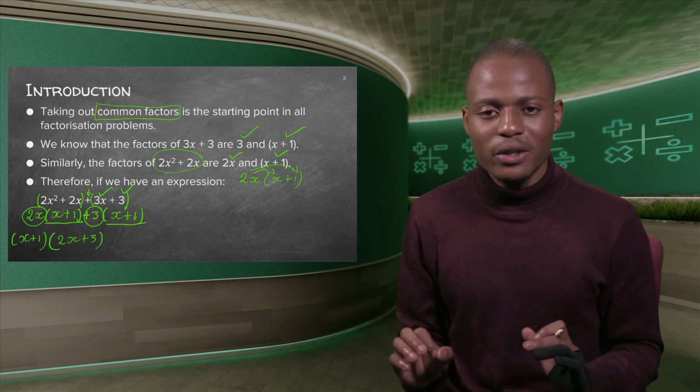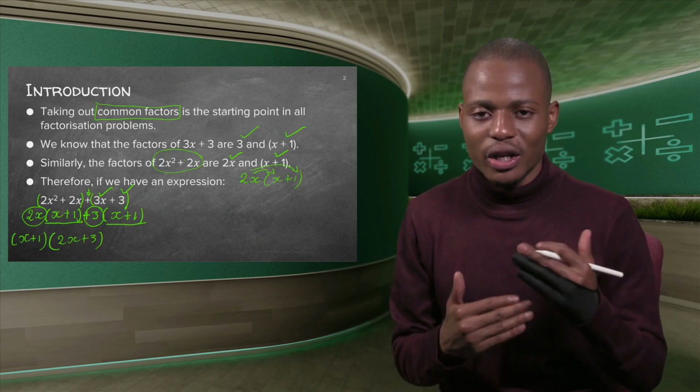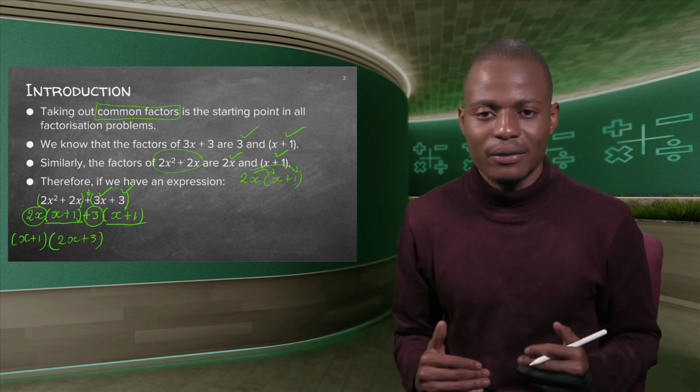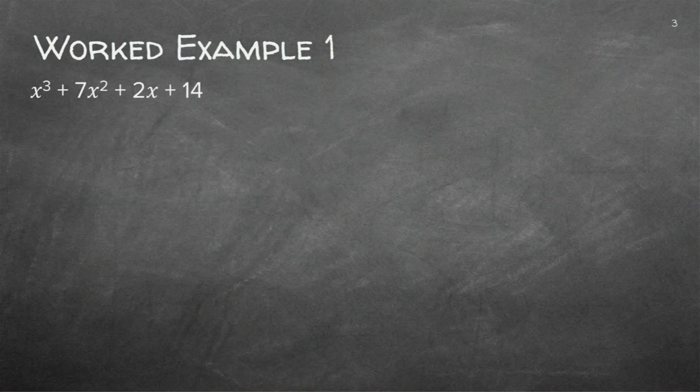Okay, so just pause the video the moment I bring out the question and try to do it, and check if you have the correct answers afterwards. All right, so now this is the question that we have at this point: x to the power of 3 plus 7x squared plus 2x plus 14, and we are trying to factorize that.